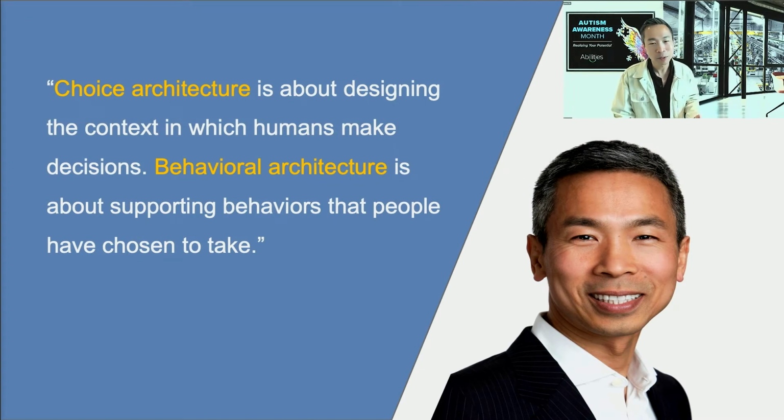There are two types of behavioral economics that most relate to HR. Choice architecture is about designing the context in which humans make decisions. Behavioral architecture is about supporting behaviors that people have chosen to take. I've defined that very intentionally, okay? There's lots of discussion about the ethics of choice architecture, and rightfully so.